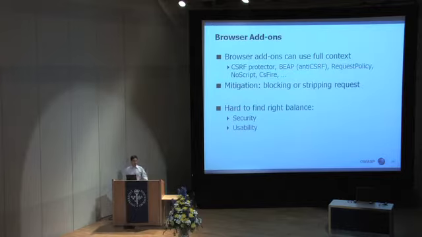So what are the other mitigation techniques on the client side? Well, you have a bunch of extensions that try to help you against cross-site request forgery. And the typical mitigation technique is blocking requests or stripping requests along the lines of RequestRodeo. And we see that it's very hard to find the right balance between security and usability. For example, CSRF Protector and Anti-CSRF do a good job in making the web still usable and having a very good user experience, but they're only limited to protecting against a subset of cross-site request forgery.